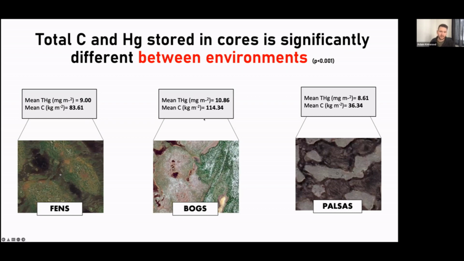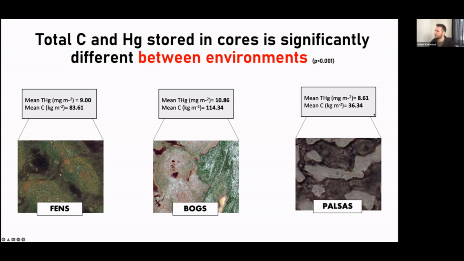Bogs are the highest category of both total mercury and carbon. We find that there's 10.86 milligrams of mercury per meter squared on average in bog samples, and about 114.3 kilograms of carbon per meter squared.